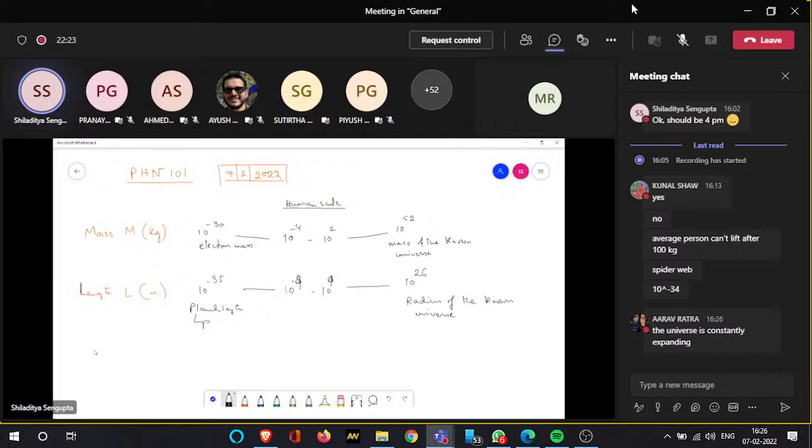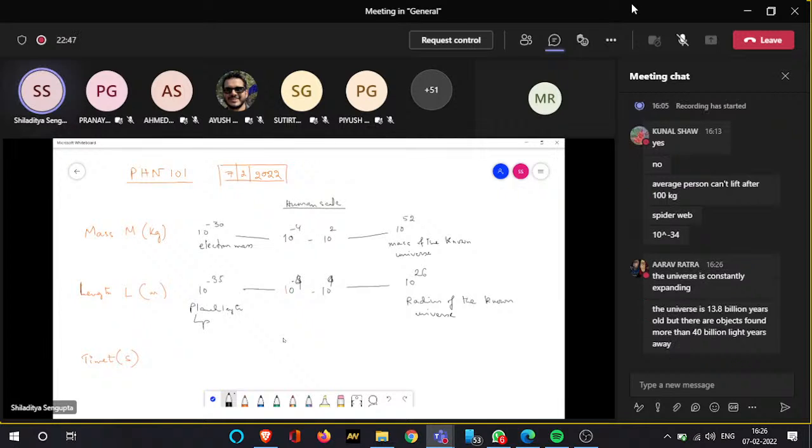So then our final quantity, or third quantity, is time. Again, the question is, what is the smallest time difference we can feel? Some millisecond. Millisecond. Good.